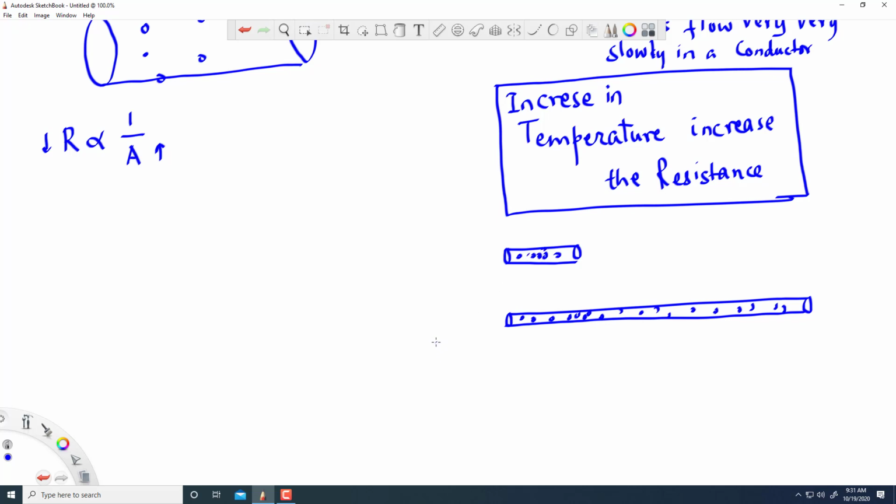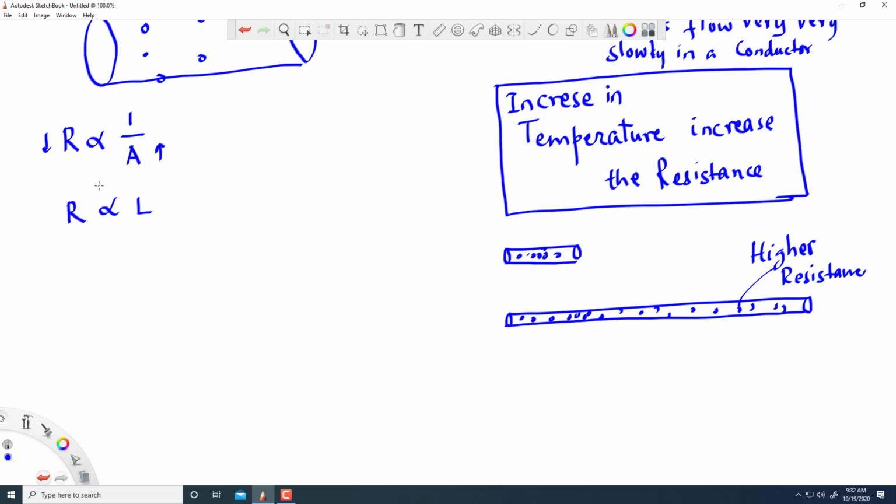Which one has higher probability of bumping with each other? The one in which electrons have to travel for longer time, or the one in which electrons have to travel for short duration? Definitely this one, right? Because electrons have to travel for longer time, so there is higher probability of frequent bumping. That means this one has higher resistance than the shorter one. So that means resistance also depends on the length. The longer the length, the higher the resistance.